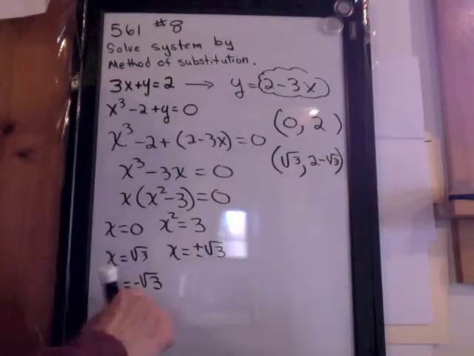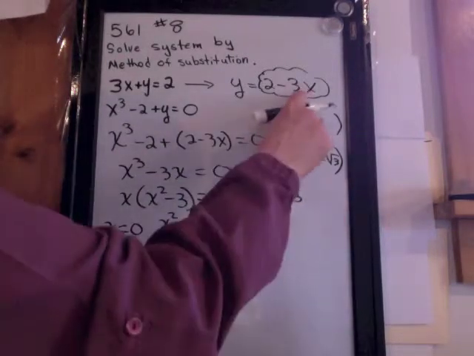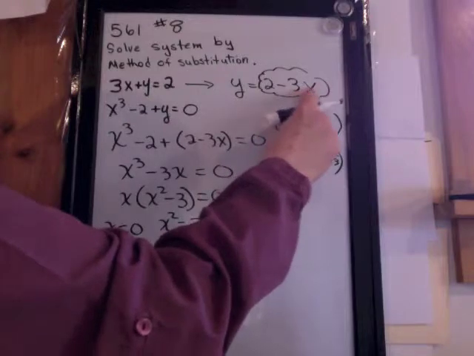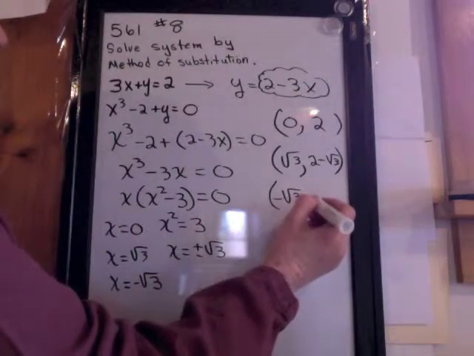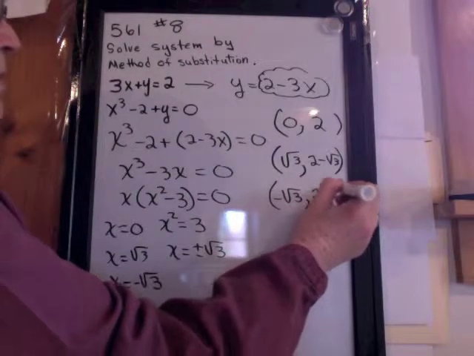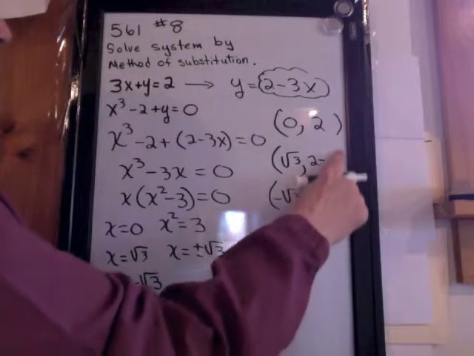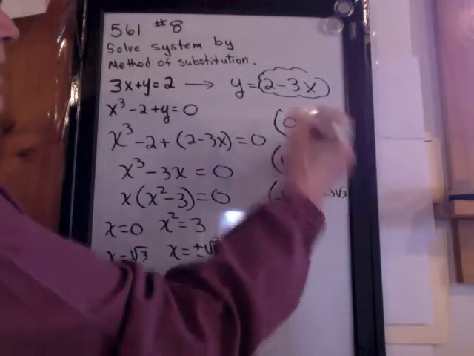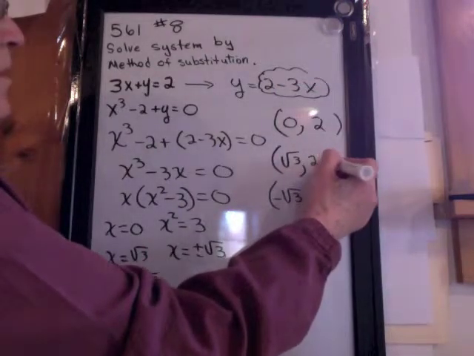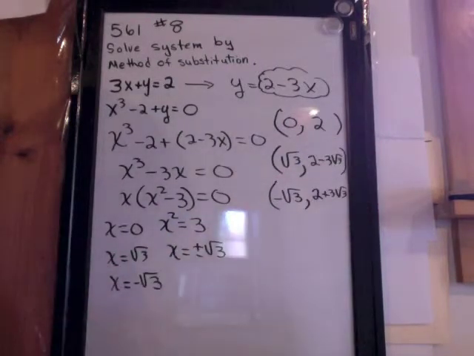All right, what happens when x is minus root 3? 3 times minus root 3, so that's plus, so I get 2 plus 3 root 3. Oh, I wrote this one wrong. Wonder if anybody caught that. All right, so 2 minus 3 root 3. Be careful. All right, those are the three solutions.